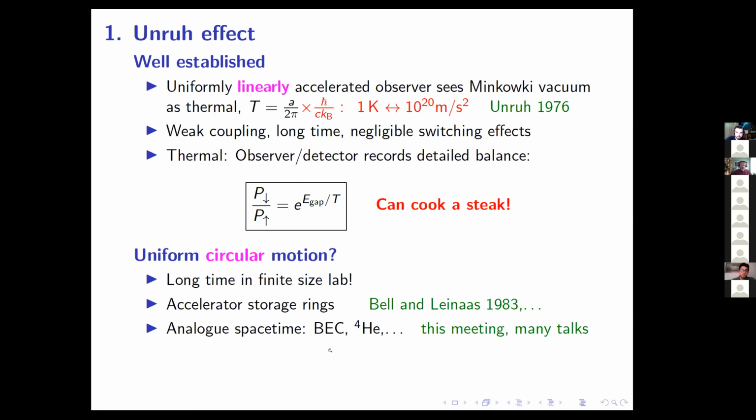But what is now more contemporary for us is that there is this analog space-time program where we have effectively relativistic field equations. It could be a Bose-Einstein condensate, it could be superfluid helium. We've had many talks at this meeting about this. So I'd like to address this circular motion in a way that is applicable to this analog space-time setting. And I want to address what is the sense of temperature that you would see in these measurements.